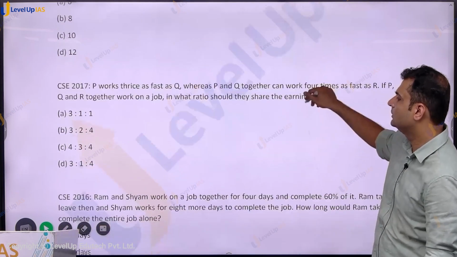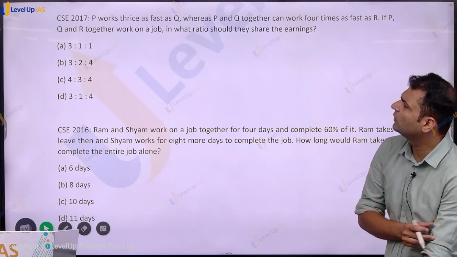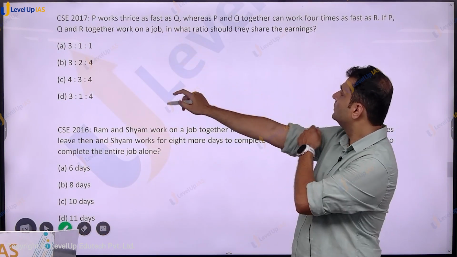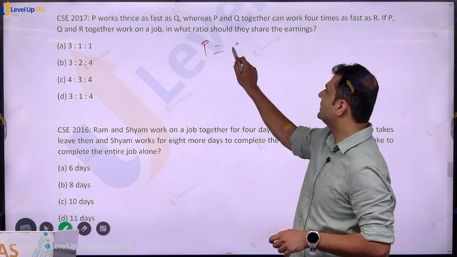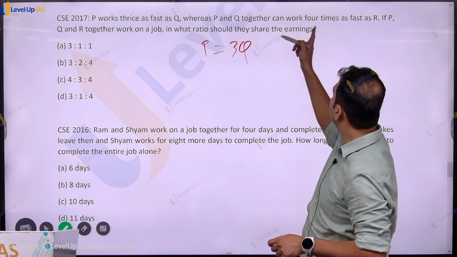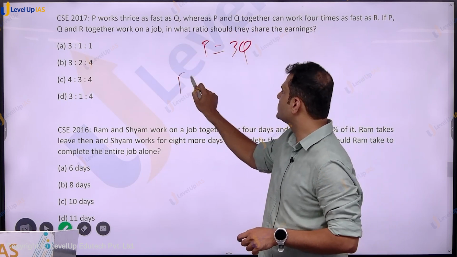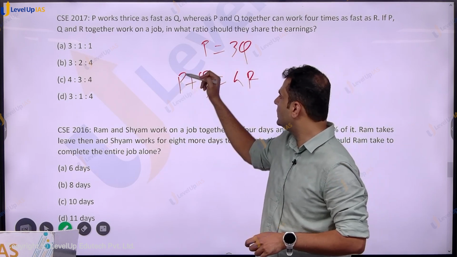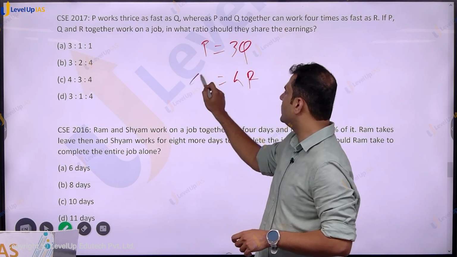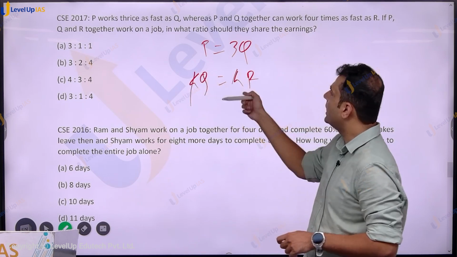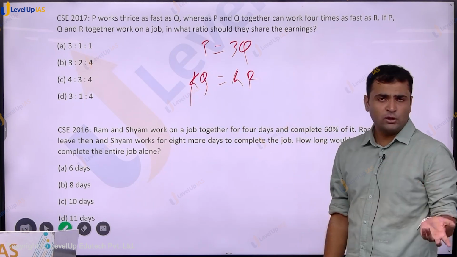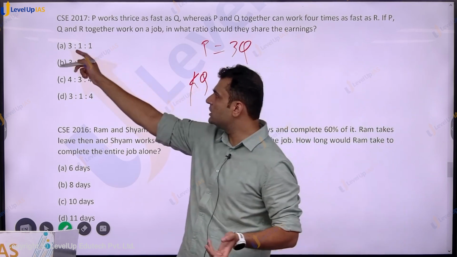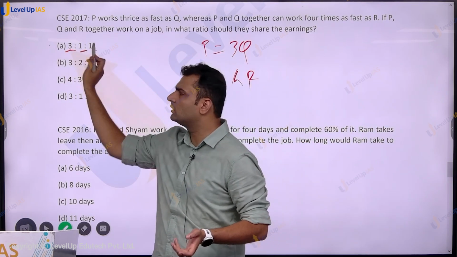Fine. Very, very simple questions are there. P works thrice as fast as Q, and P and Q together can work 4 times as fast as R. So P plus Q is equal to 4R. If you put the value of P as 3Q here, you will get 4Q is equal to 4R, or Q is equal to R. So Q and R are equally efficient. P is 3 times as efficient. So what is the share in earning? P is 3 times efficient. Q and R are equally efficient. Simple.